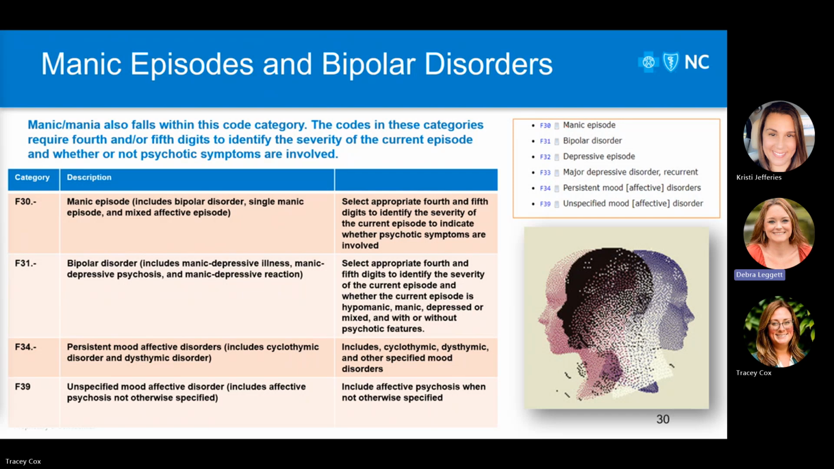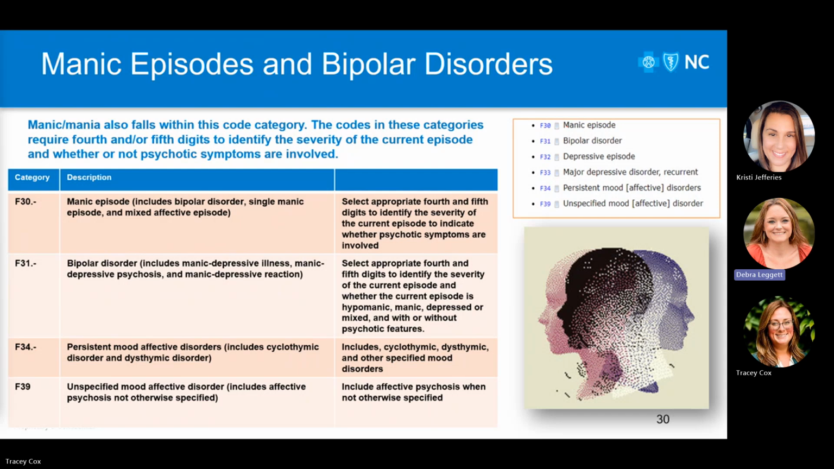F30 codes are used to identify a single episode of mania. Select appropriate fourth and fifth digits to identify the severity of the current episode and to indicate whether psychotic symptoms are involved. So, for instance, documentation of someone with a mild manic episode without psychotic symptoms would be coded as F30.11. The fourth digit indicates without psychotic symptoms, and the fifth digit indicates mild severity.